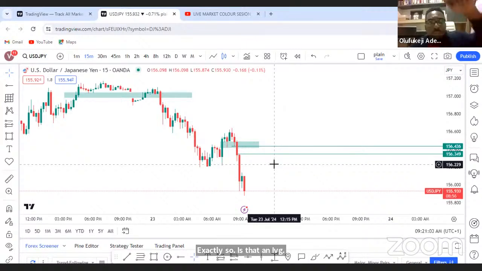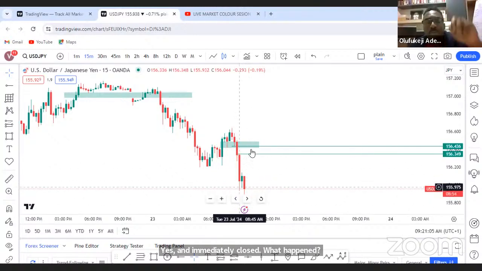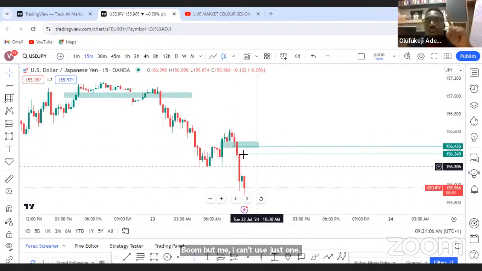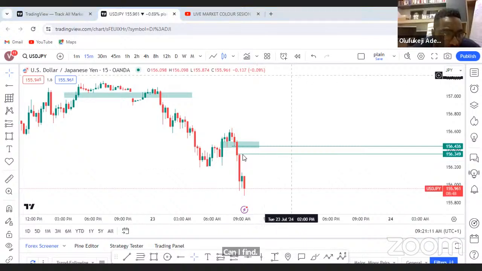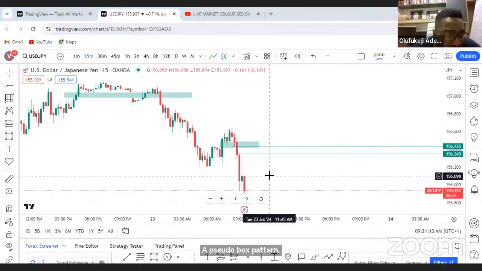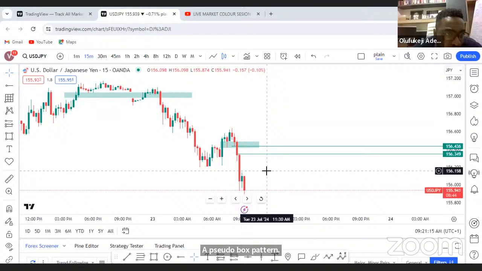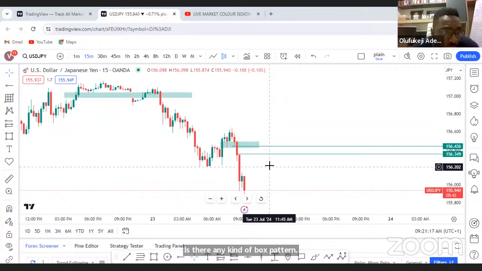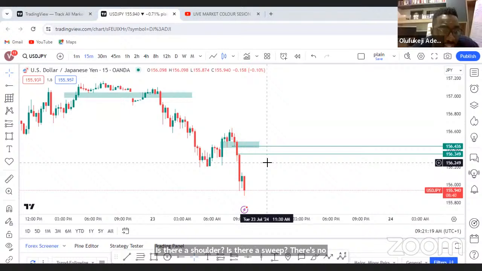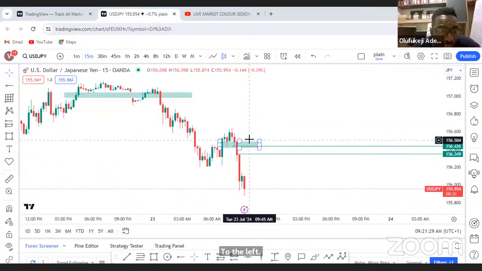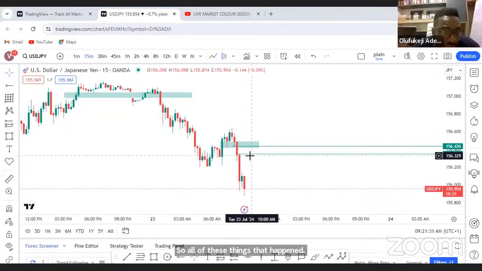And immediately it closed. What happened? Boom. But me, I can't use just one. So can I find a pseudo box pattern? Is there any kind of box pattern? Is there a shoulder? Is there a sweep? Okay, there's no shoulder, there's no sweep. But there is a break of structure to the downside with a fair value gap to the left. So all of these things happened into that fair value gap on the left.